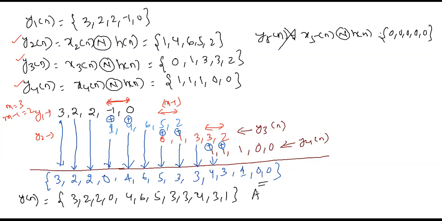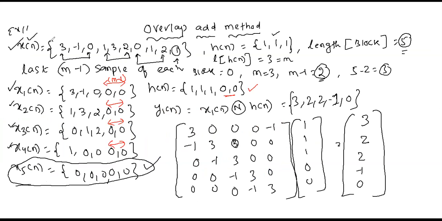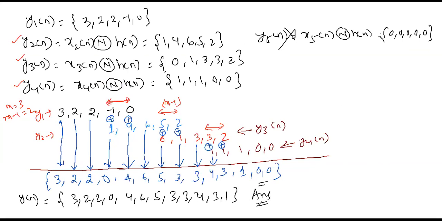This is your answer. If you want to verify, it is easy. Take this x of n and this h of n in MATLAB and simply find the convolution between x of n and h of n, and you will get this answer only. Okay, so I hope you people understand. This is your complete overlap add method.